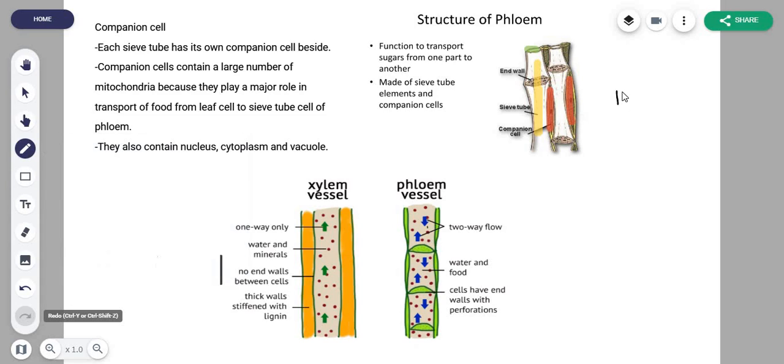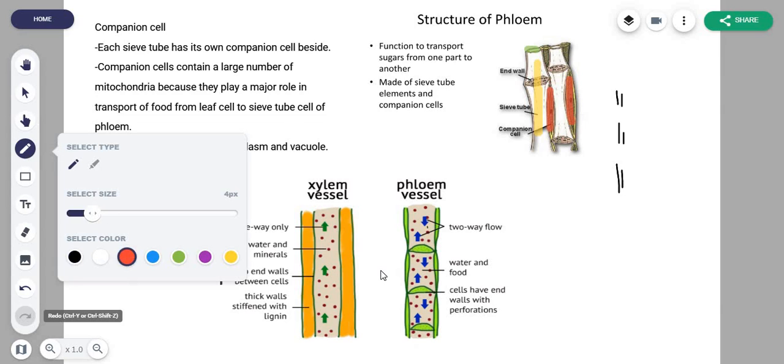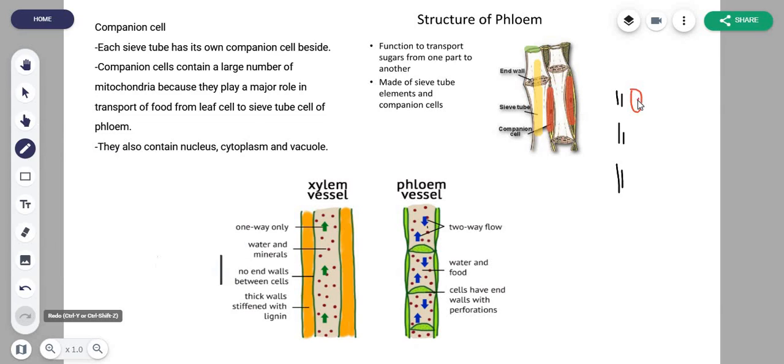Let's say this is the first sieve tube, this is the second sieve tube, this is the third sieve tube. So they each need their very own companion cell. It's not that only one can take care of all 3 sieve tubes. This one has its own companion cell, this one has its own companion cell, and this one has its own companion cell, and they all work with their respective sieve tubes. You cannot expect one companion cell to work for all the sieve tubes, as that is incorrect. That's not how it works.